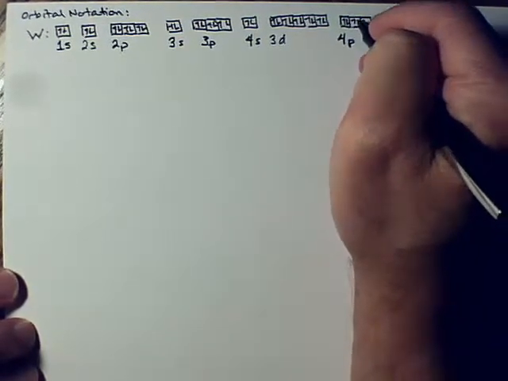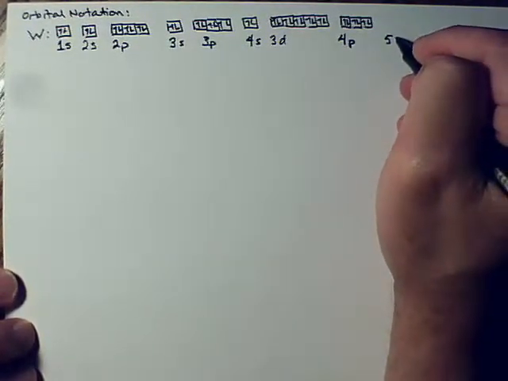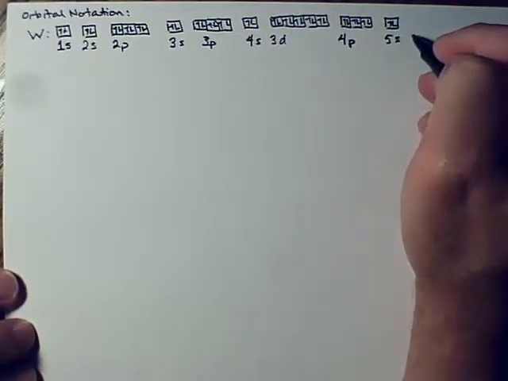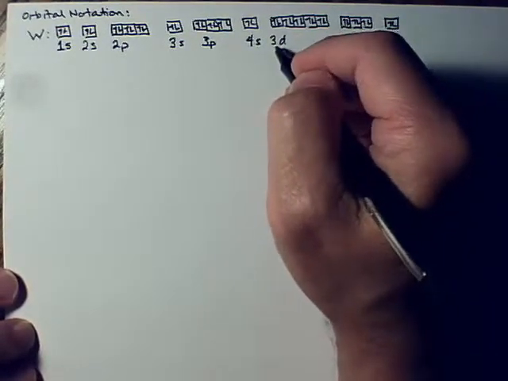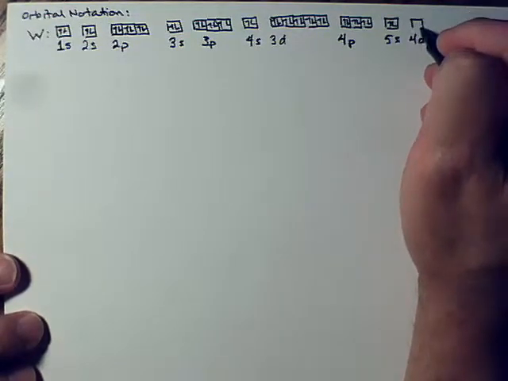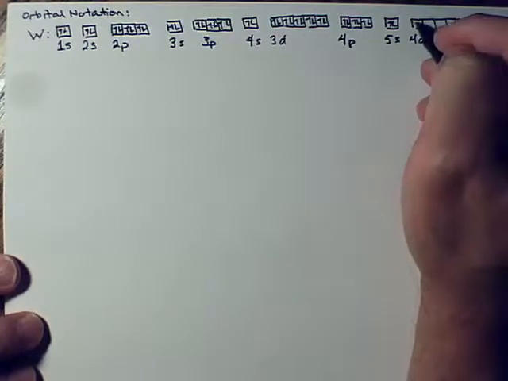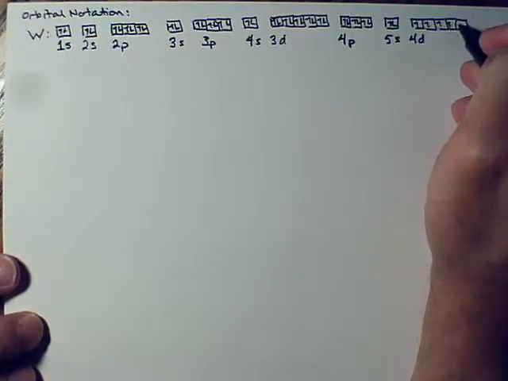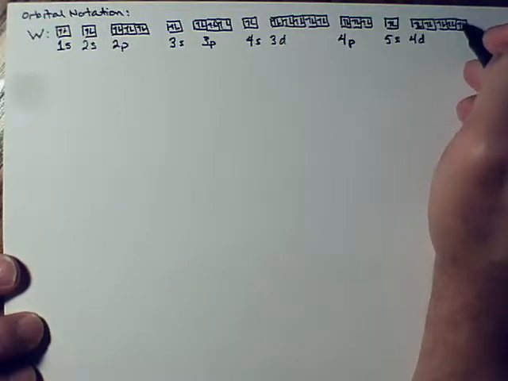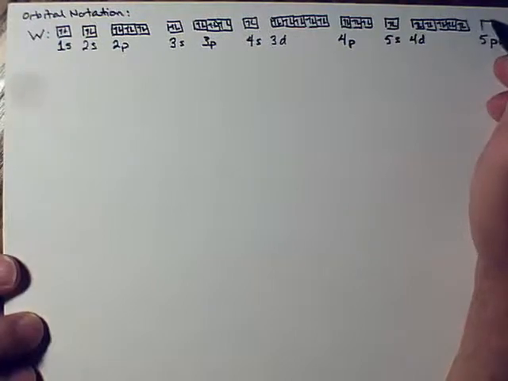1 in each orbital, come back and pair it up. Then the 5s. The 5th primary level works the same way. 1 s orbital, and then instead of being in the same primary level, we're going to drop back 1, so this is 4d. Need 5 orbitals. 1 in each orbital, and come back and pair them up. And then we're going to get back up to 5p, 3 orbitals.